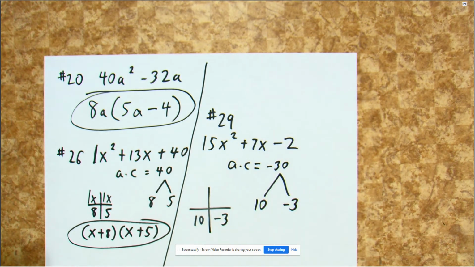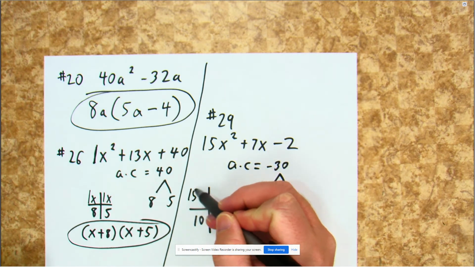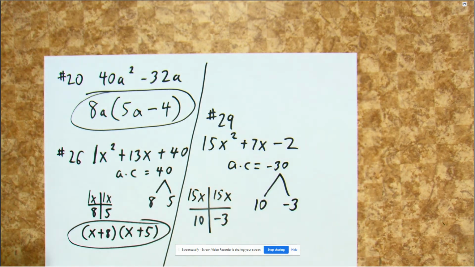10 and negative 3 go on the bottom of that t-chart. But in the top of that t-chart, it's a 15x squared, so I'm going to write 15x and 15x. Now, something is going to simplify here, but temporarily, I'm going to write 15x and 15x in both of those spots. Now, again, when I say simplify, I'm referring to the fraction.